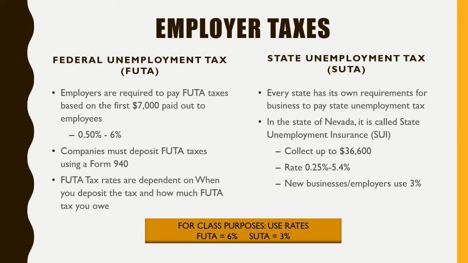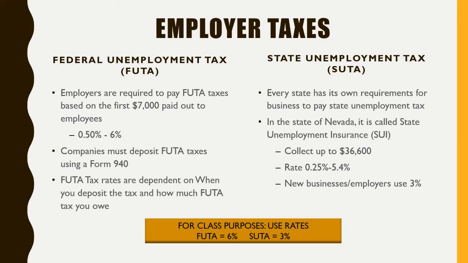And these payments are also going to depend on the size of the company. In this case, you have to collect up to $36,600. And again, the rate could be anywhere from 0.25% to 5.4%. Now, most new businesses are required to make a payment up to 3%. So in the state of Nevada, if you decide to open up a business, you are automatically going to be charged 3% for state unemployment.